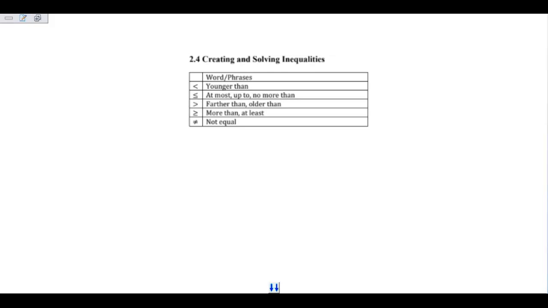Welcome back for part 2 of creating and solving inequalities. Today we're going to focus on writing inequalities. And this chart that you see on your screen is a very basic chart. There's many more ways that we could say or phrases that we can use for each of these inequality symbols, but this is some of the most basic ones.